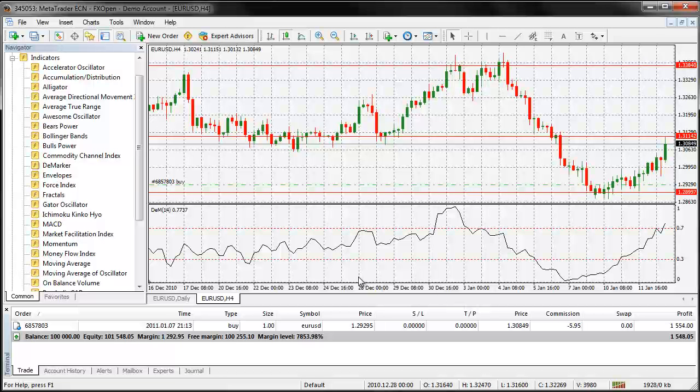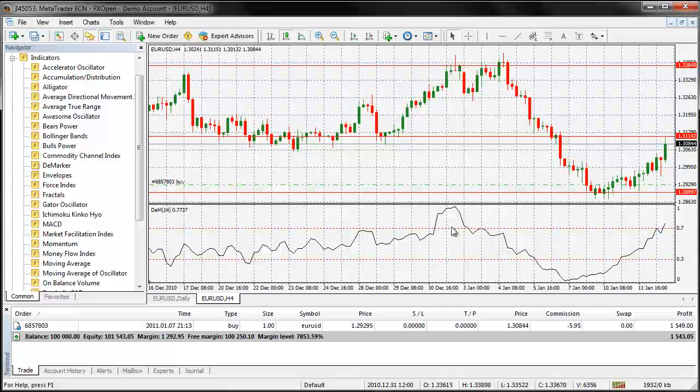Overbought areas are when this 0.7, when that's broken, lets you know that you're overbought, and when it comes down and revisits the 0.7 level, that's the time to go short.